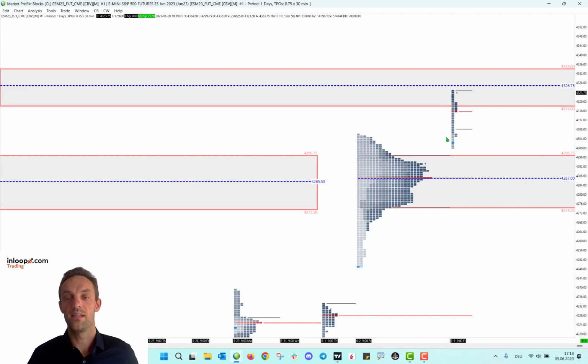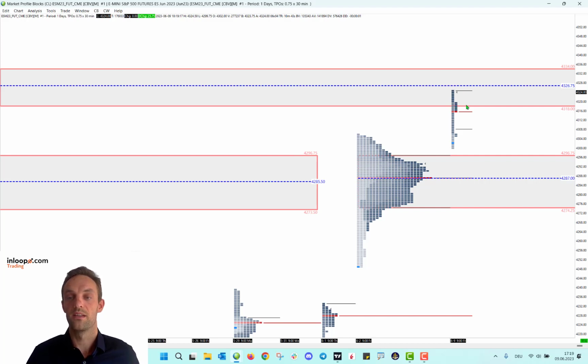And if you are seeing this kind of situation, then you can also use this as a migration to the next value area. And now the question is where to determine your target.